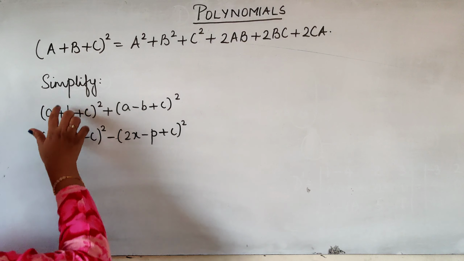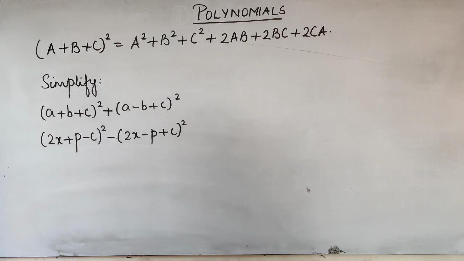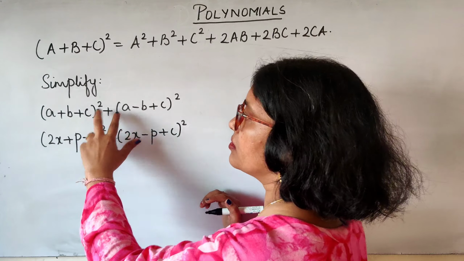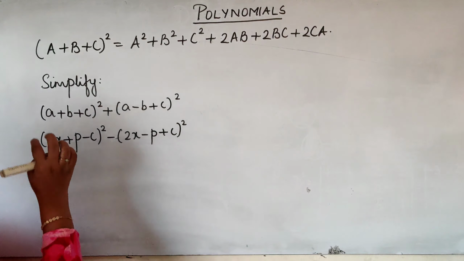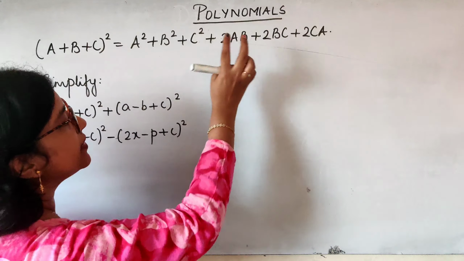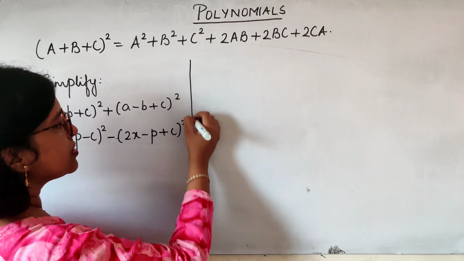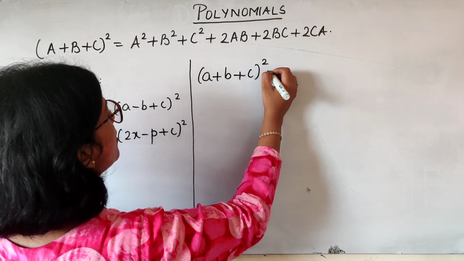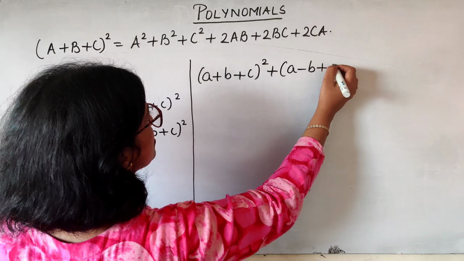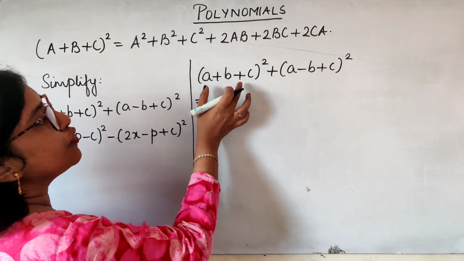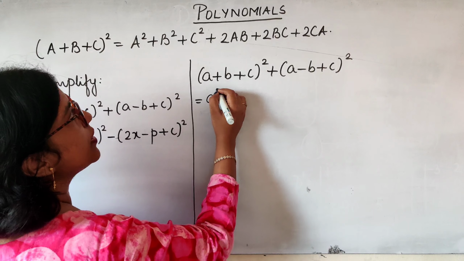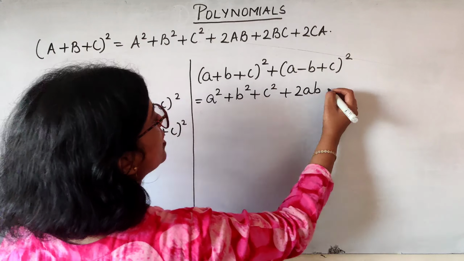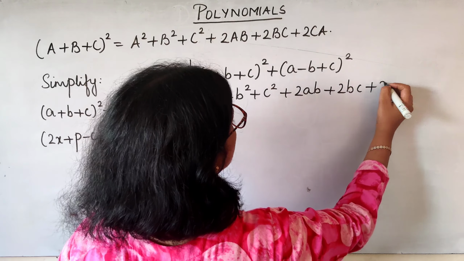So let's take up two of the questions now, followed by more. Let's see. So I am taking this one, which is simplify. So let's begin with the first question. We'll just apply the formula directly. So let's say it is a plus b plus c the whole square plus a minus b plus c the whole square. So applying the formula for the first one, it is a square plus b square plus c square plus 2ab plus 2bc plus 2ca.